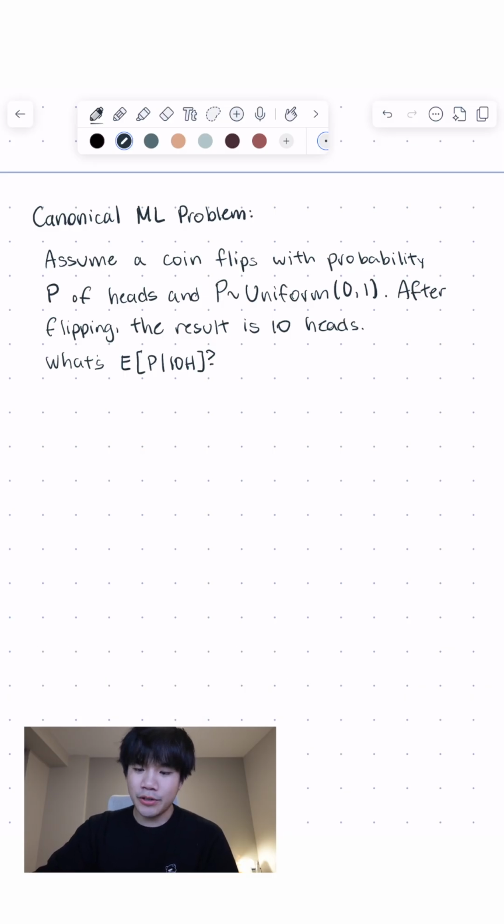So let's get started. We're going to assume that a coin flips with a probability p of heads, and p is a uniform random variable that goes from 0 to 1. After flipping 10 times, the result is 10 heads. So what is our expected value of p given that we came up 10 heads?